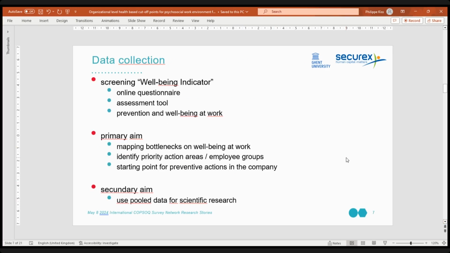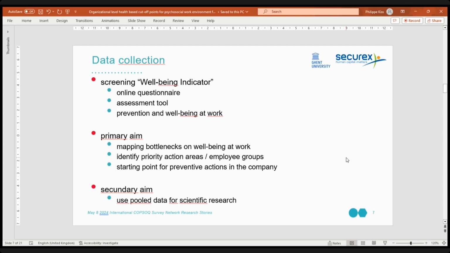We used data from our well-being indicator screening. That's an online questionnaire we use in SIGREX, and that questionnaire assesses a whole bunch of items related to prevention and well-being. The primary aim, of course, is to map bottlenecks on well-being at work to advise the employer on which areas or which employee groups are at risk for certain things or where preventive actions need to be taken. That's absolutely the primary aim.